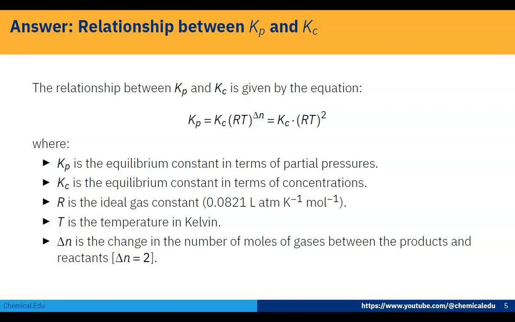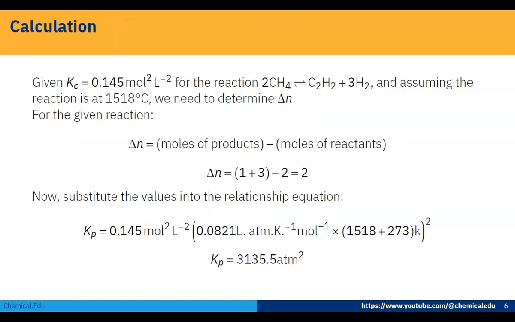So Kp is the equilibrium constant in terms of partial pressure, Kc is the equilibrium constant in terms of concentration, R is the ideal gas constant, that is 0.0821 L atm K⁻¹ mol⁻¹, and T is the temperature in Kelvin, and delta n I already talked about, that is the change in number of moles of gases between the products and the reactants. So here delta n is 2.